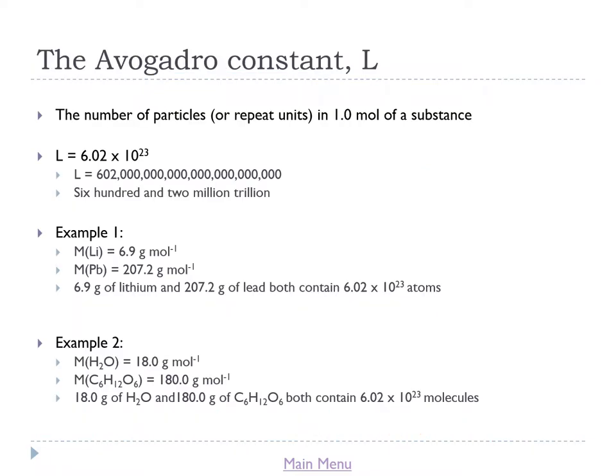The Avogadro constant L tells us the number of particles or repeat units in 1 mole of a substance. What I mean by repeat units, let's imagine we're talking about, say, calcium chloride, which is an ionic compound. It's the number of times the calcium chloride unit is repeated in 1 mole. We can't talk about molecules because it doesn't form molecules. So L is this number here, 6.02 times 10 to the 23.